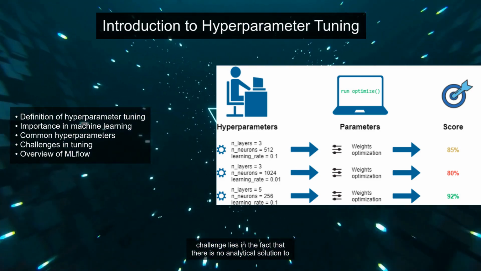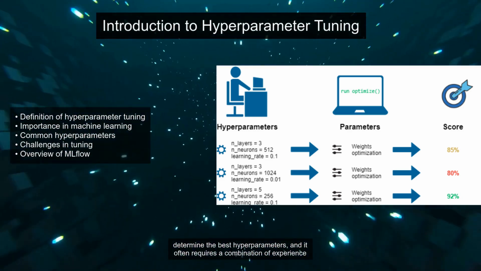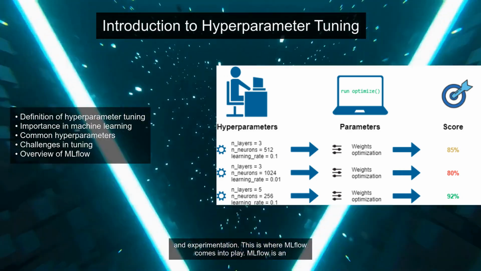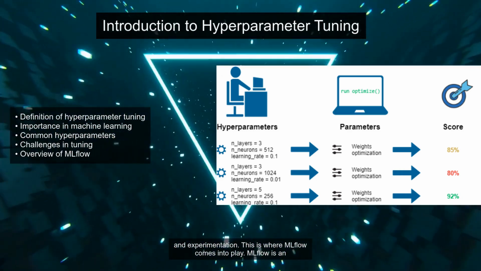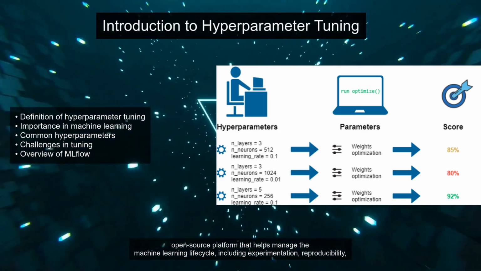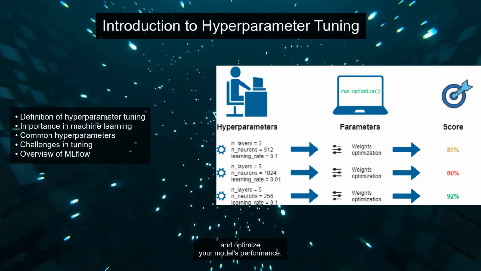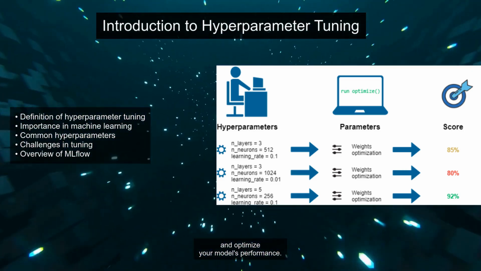The challenge lies in the fact that there is no analytical solution to determine the best hyperparameters, and it often requires a combination of experience and experimentation. This is where MLflow comes into play. MLflow is an open-source platform that helps manage the machine learning lifecycle, including experimentation, reproducibility, and deployment. Today, we'll explore how MLflow can assist in hyperparameter tuning and optimize your model's performance.